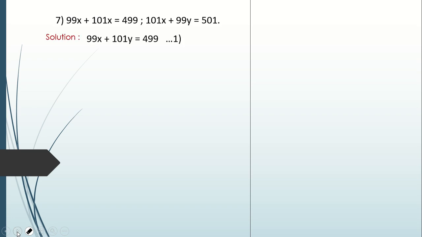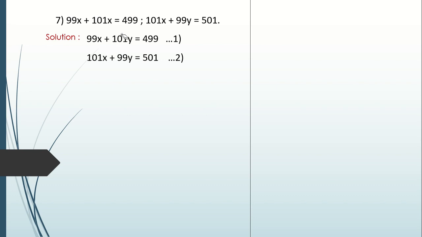I hope that was clear. Now the next sum we come to is 99x plus 101y is equal to 499 and 101x plus 99y is equal to 501. Now the speciality of this kind of sum is, if you have noted, we will write down the equation number 1 and 2 first. See here, the coefficients of x and y are interchanged. What is the coefficient of x here is of y, and what is of y here is of x. So the coefficients have interchanged.